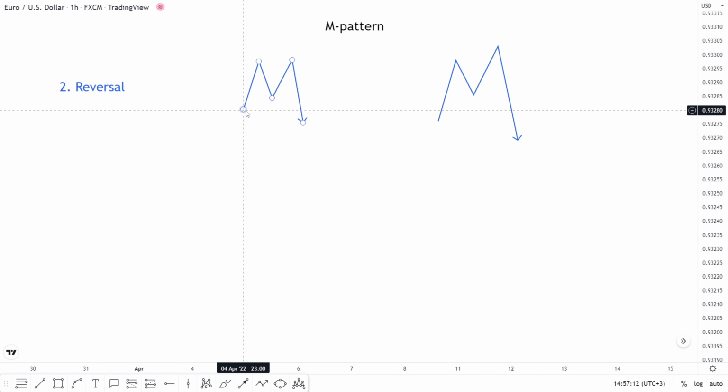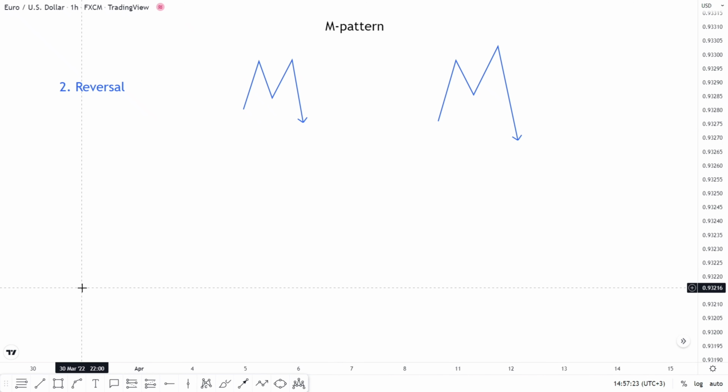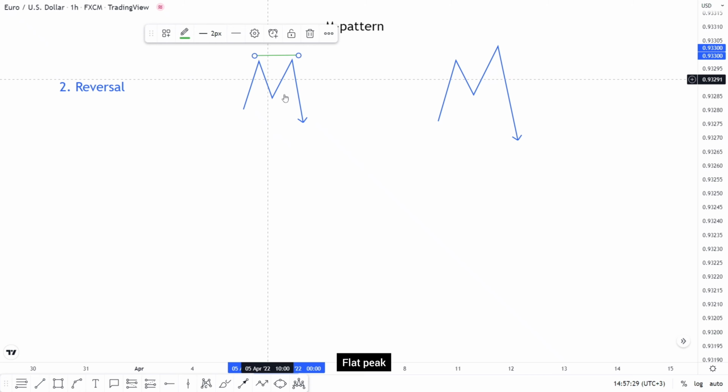As you can see from this point to here, price was buying. Then we have the M pattern formation. So since it's a reversal, we want price to reverse from being bullish to now bearish. So an M pattern comes in two forms. The first form looks like this. We see here we have a very flat peak at the top.